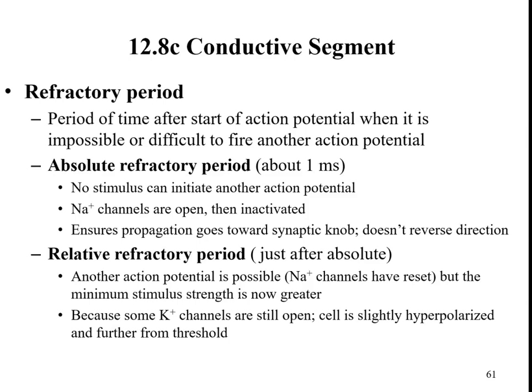Then you have the relative refractory period. This is right after the absolute refractory period, and this is when another action potential is possible, but the minimum stimulus to generate that action potential is now greater. And this is because those potassium channels are still open, so the cell is slightly hyperpolarized and further from threshold.